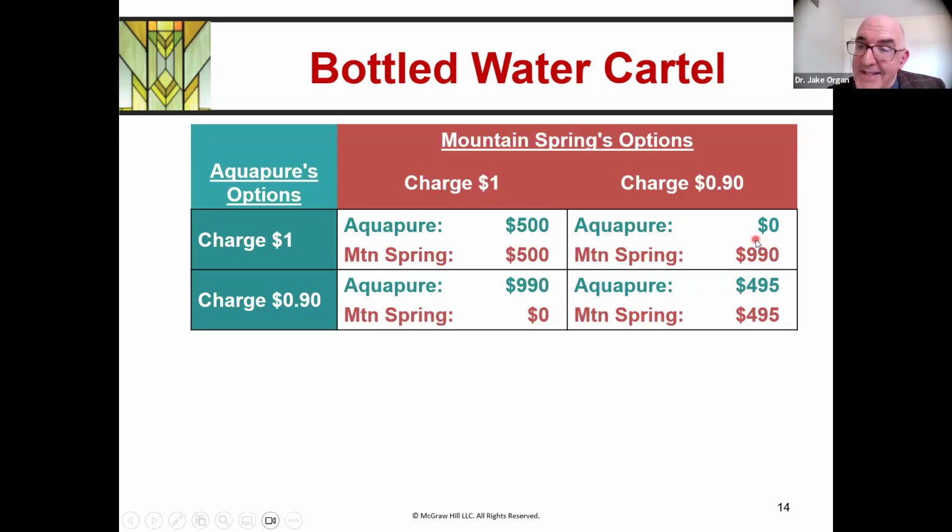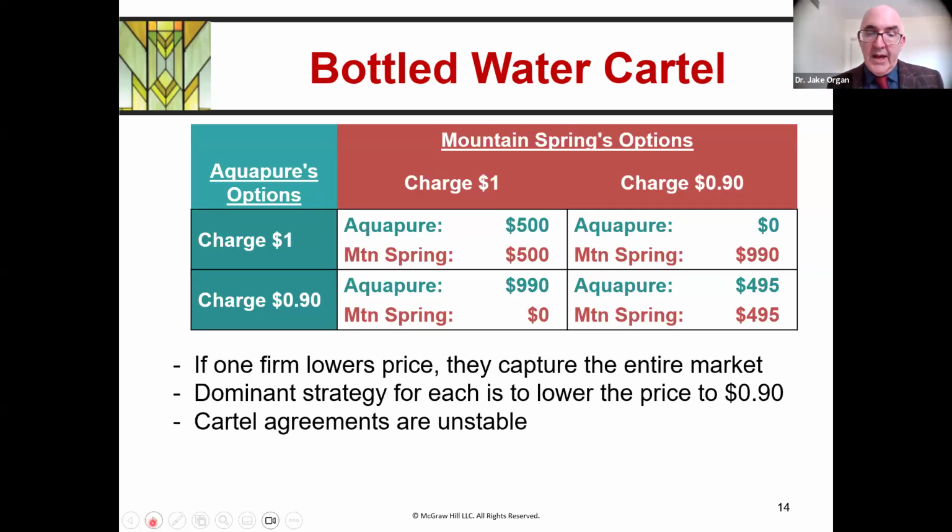And that's where oligopolies are very funny, because sometimes they can act like monopolies when there's agreement, but when both players start to undercut each other, they start to act like perfect competition. And that's what makes cartels very unstable.